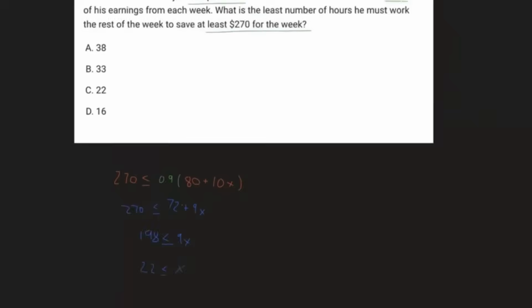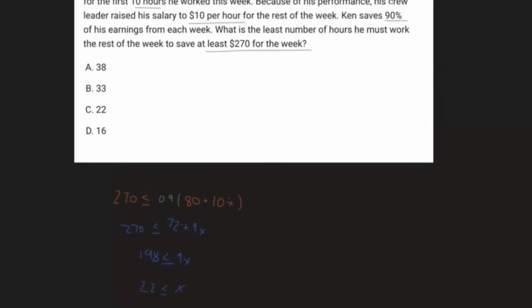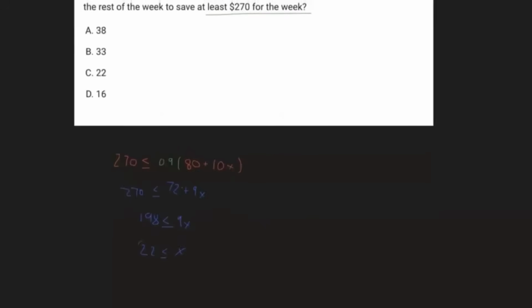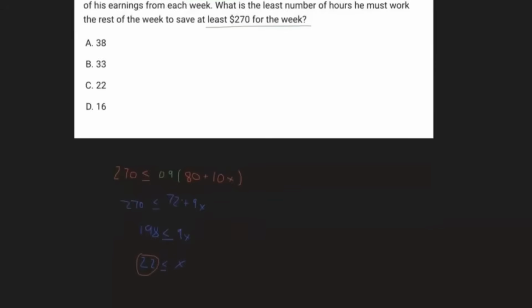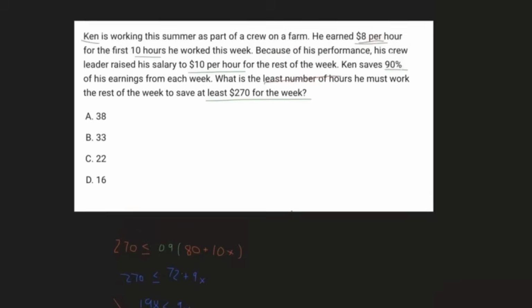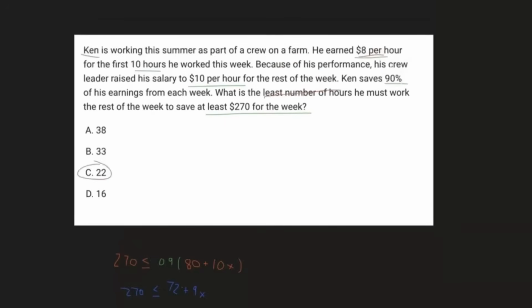All right, so what does this represent? Well, this means that in order to save at least $270, Ken will have to work at least 22 hours. But this also means that if he works greater than 22 hours, he'll save more than $270. But we just want to find the least number of hours it'll take him to save at least $270, and the least number of hours in our case is right here, 22 hours, because that's the minimum he has to work. And therefore, our answer choice is going to be C.